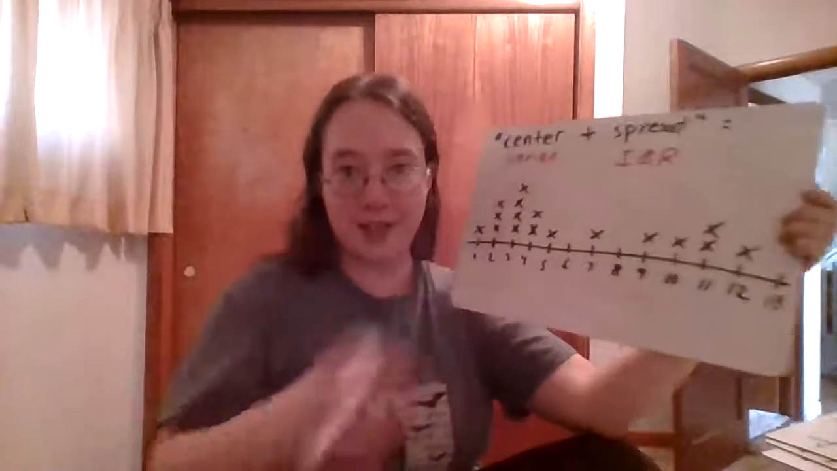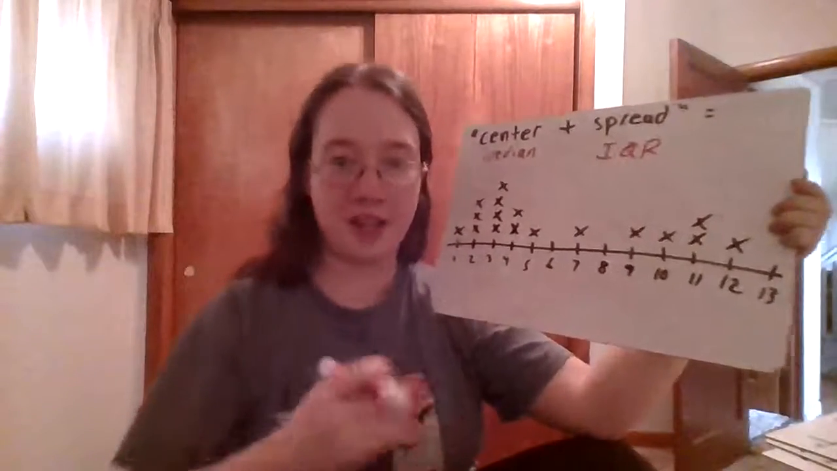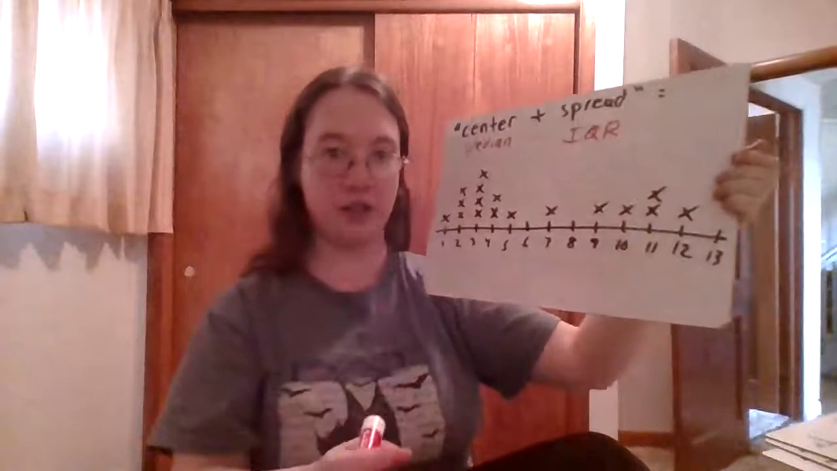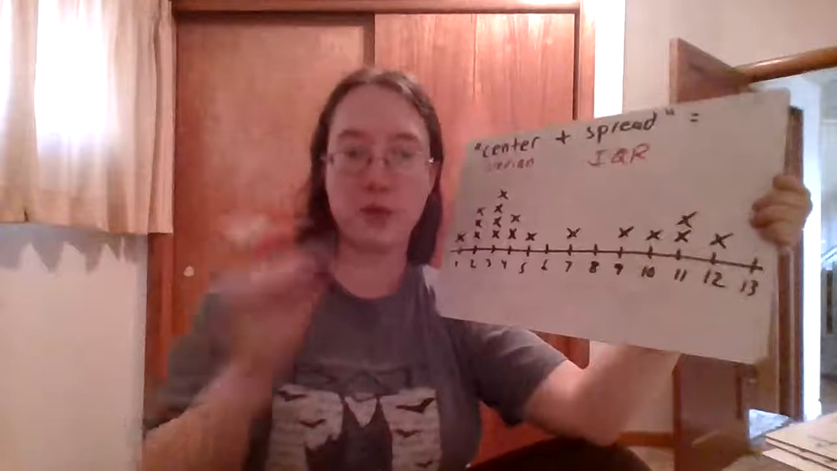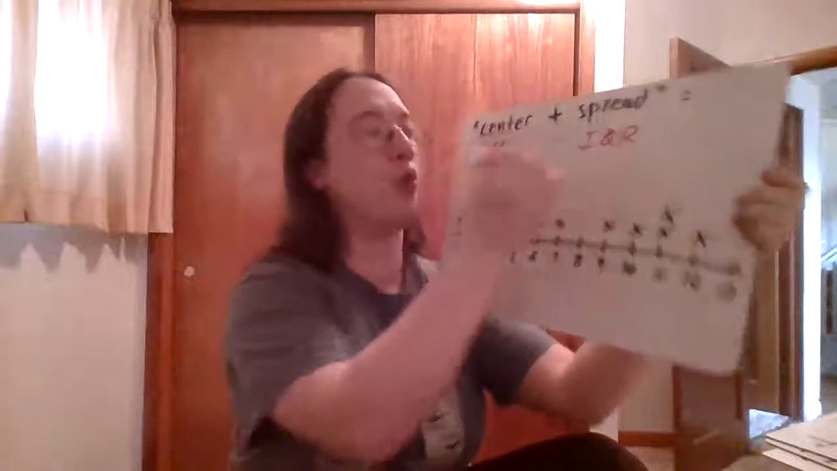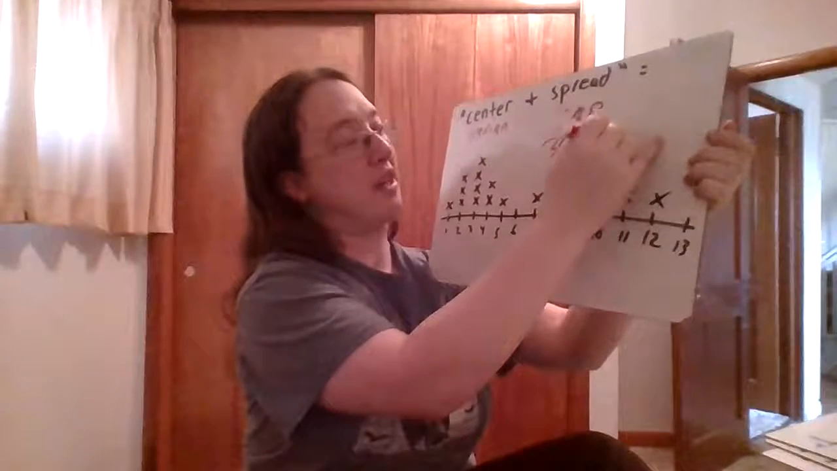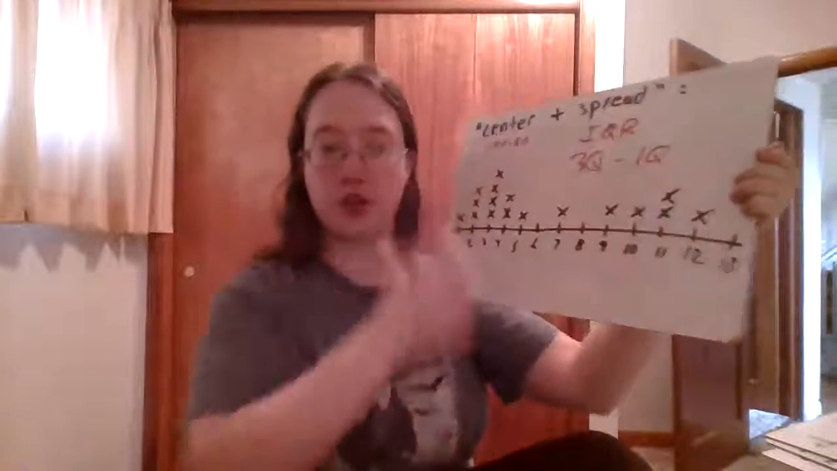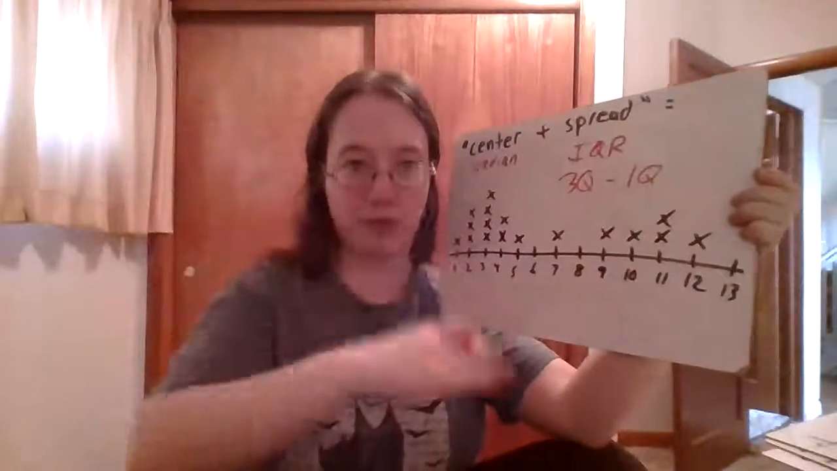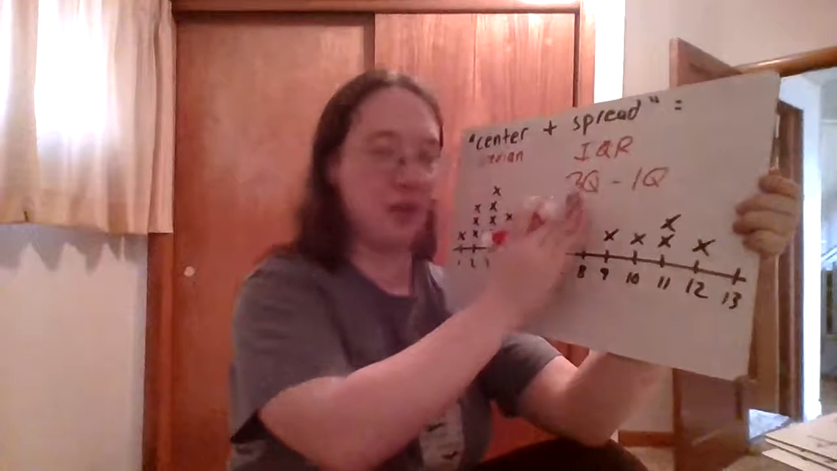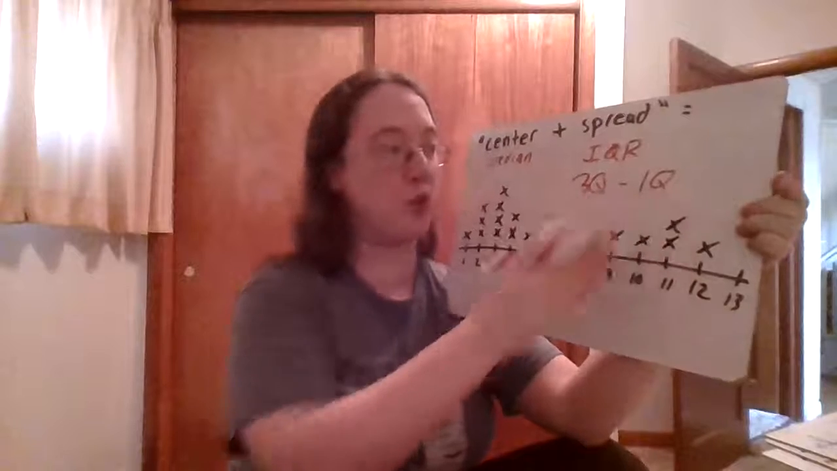Now, the median is exactly what it was in the last section, is you put all your numbers in order and find the exact middle. Your interquartile range, we found our quartiles before, so your interquartile range is what you get when you take your third quartile minus your first quartile. So regular range is you take your biggest number minus your smallest number. Interquartile range is when you take your third quartile minus your first quartile.